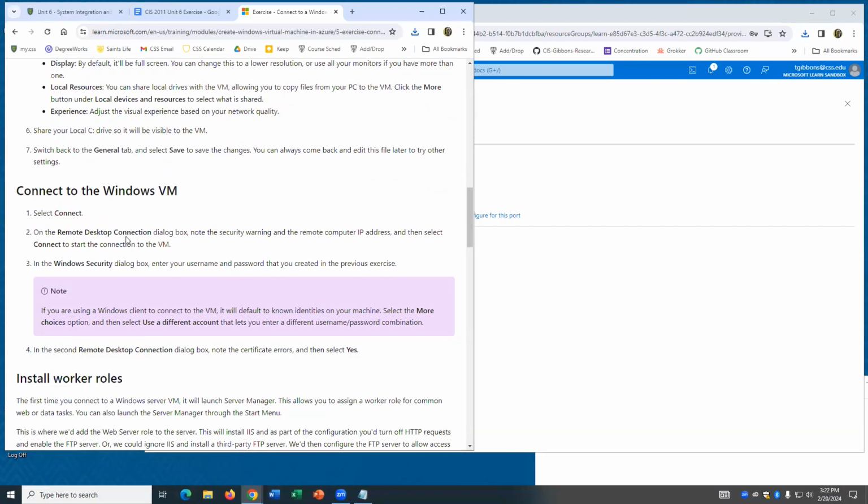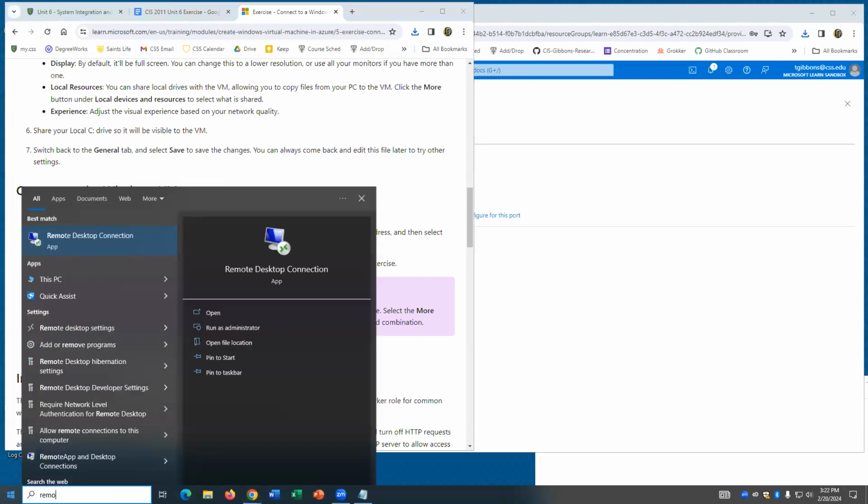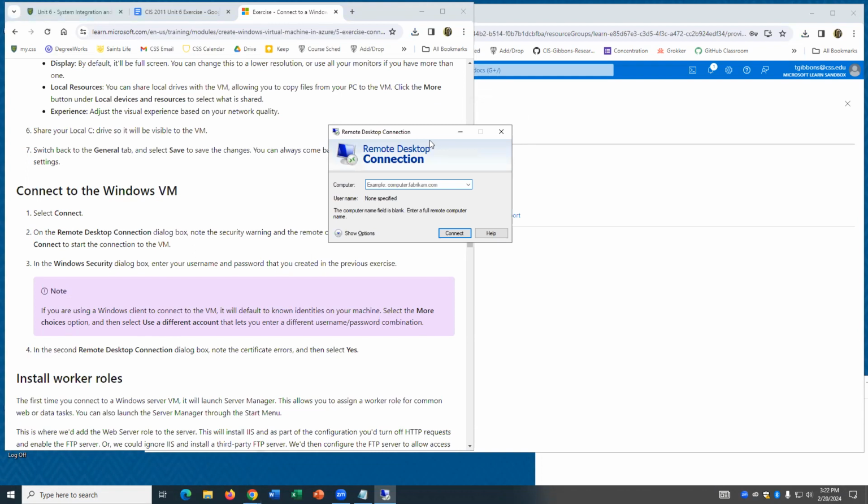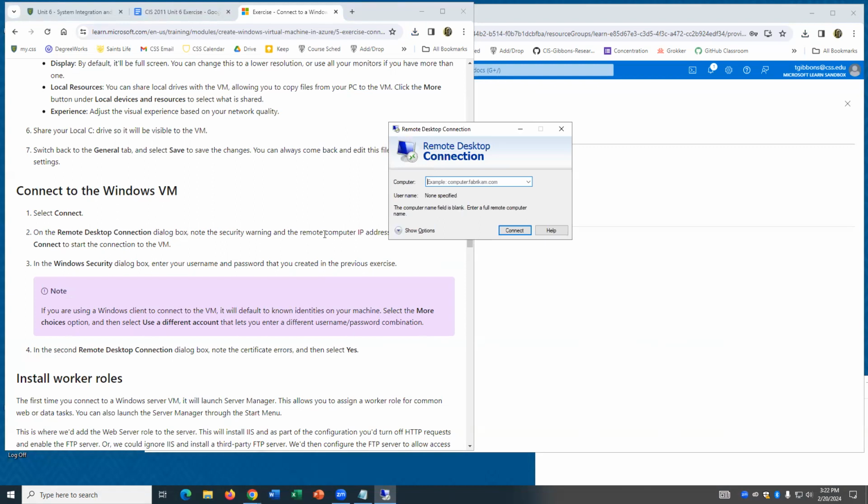Now we're going to run this remote desktop. So click on your Windows here, type in remote desktop, and there should be a remote desktop connection app. Now, this isn't installed on all versions of Windows. So if you're doing this at home, you might have to download this. Just search for it at Microsoft, and you can set this up. But our machines have this installed. So here's our connection option, and we can connect up to this computer. So open up the dialog box here.